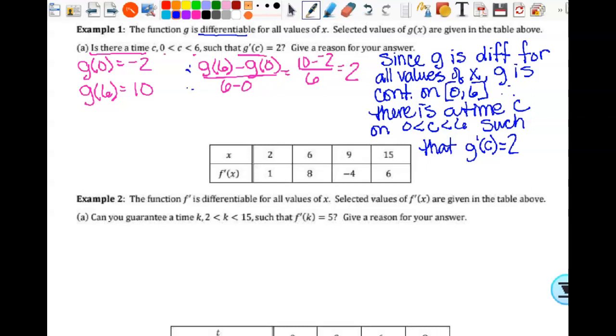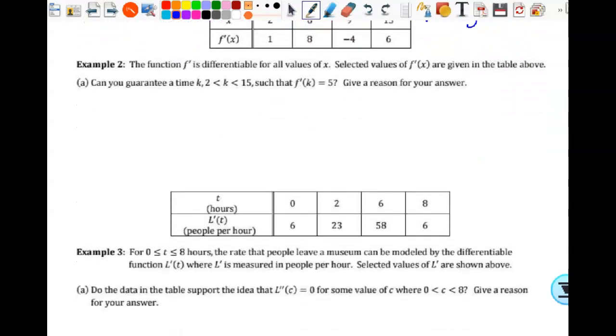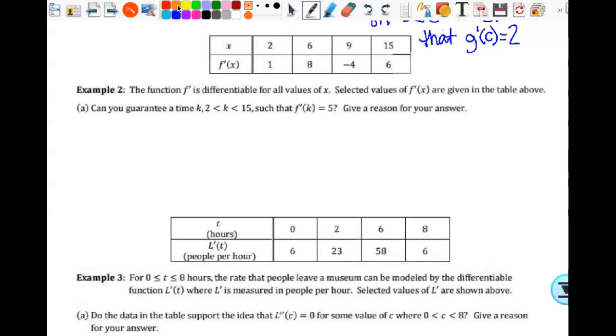All right. So let's read example 2. Read it to yourself. Decide if you think it's IVT or MVT. What do we think? IVT, okay. It has an f prime, but just because it's f prime does not mean that it's MVT. F prime matches the table. So can you guarantee tells me it's one of the two most likely. And then because I'm talking about something that's missing in here, this is IVT. Okay, we good with that?